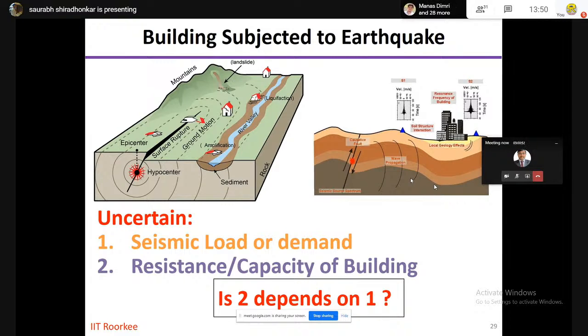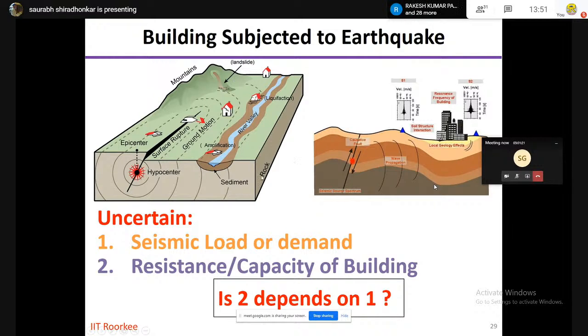Now, in addition to that, as I said, since the response is inelastic, the resistance or the capacity of the building also depends upon the load characteristic. So there are two types of uncertainties: uncertainty of load and uncertainty of capacity, and both these uncertainties are related. That's the reason you can't estimate those separately. That is what is given in first level performance based design, which we have seen in the previous slide.